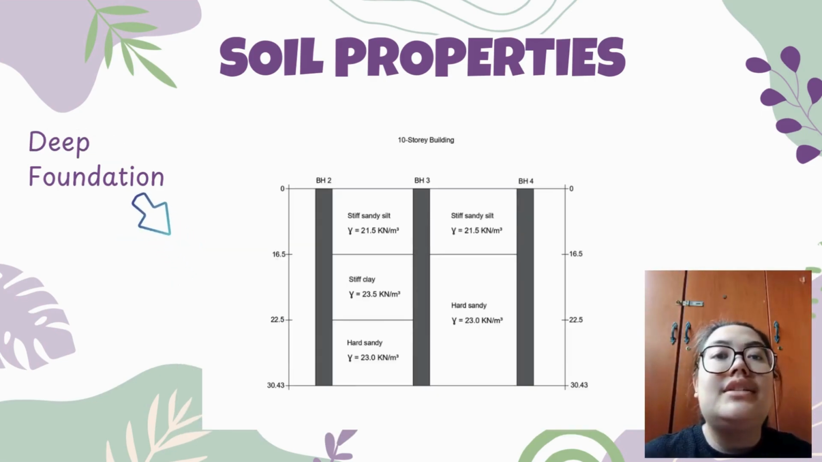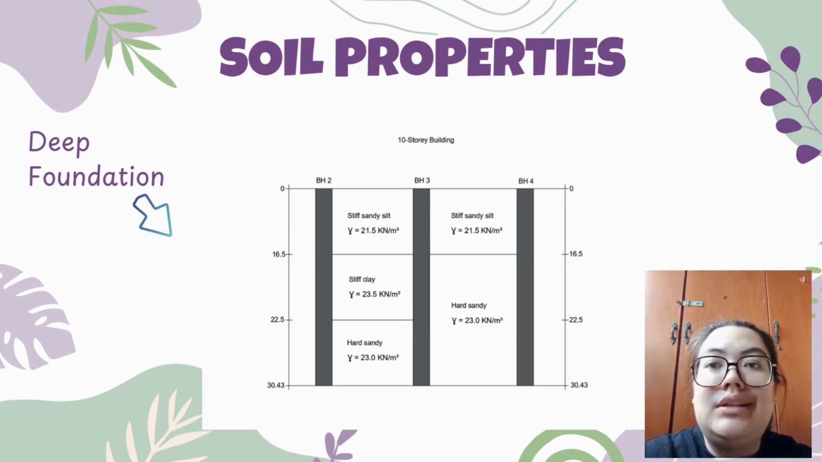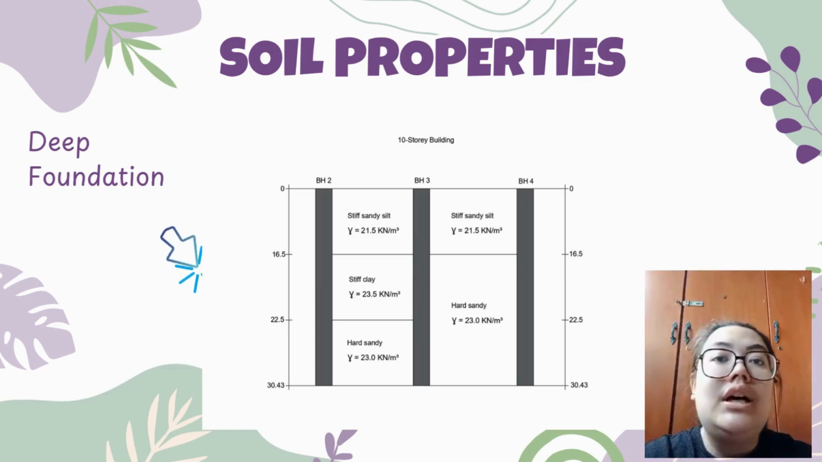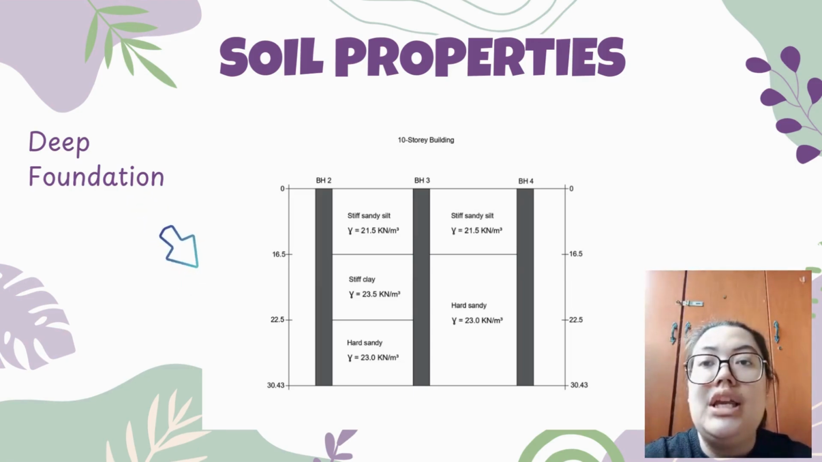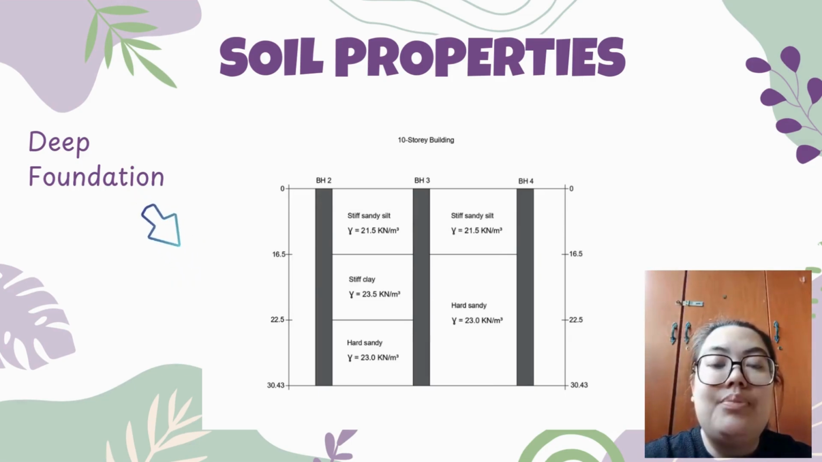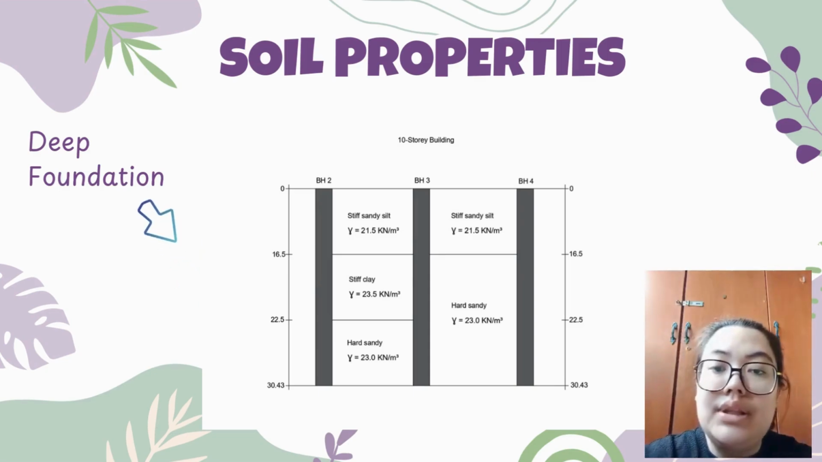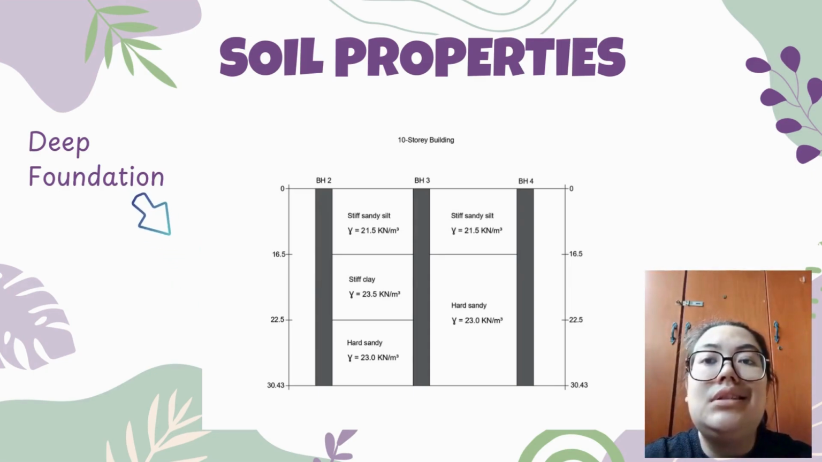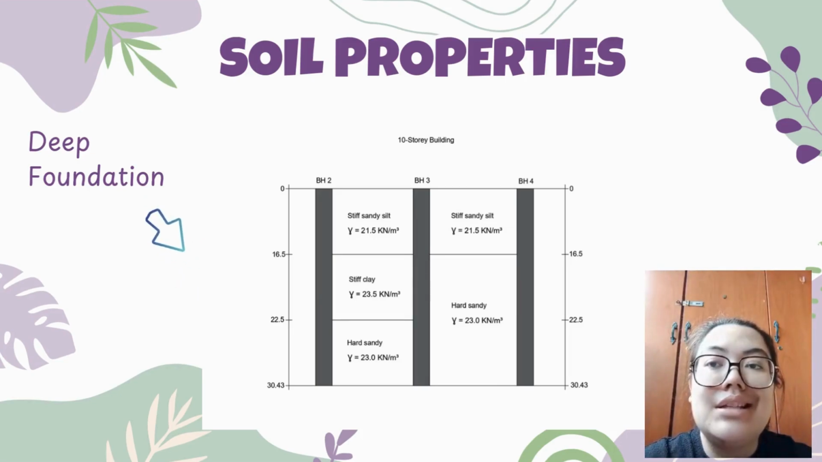For the deep foundation, as we can see from the slide, we use three boreholes: borehole 2, borehole 3, and borehole 4. From borehole 2 to borehole 3, at the depth of 60.5 meter, the soil becomes stiff sandy silt, and the unit weight is 21.5 kilonewton per meter cube. At the 22.5 meter depth, the soil becomes stiff clay, and the unit weight is 23.5 kilonewton per meter cube. Meanwhile, at 30.43 meter, the soil becomes harder sandy, and the unit weight of soil is 23 kilonewton per meter cube.